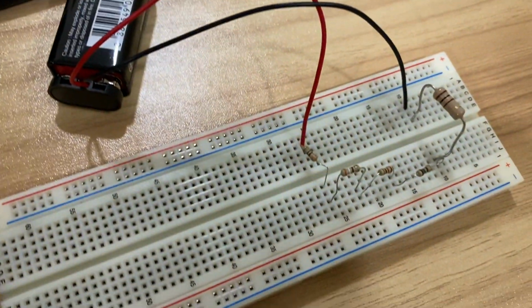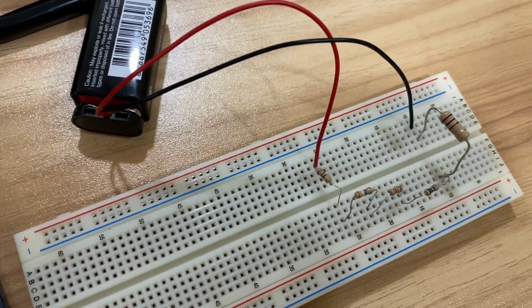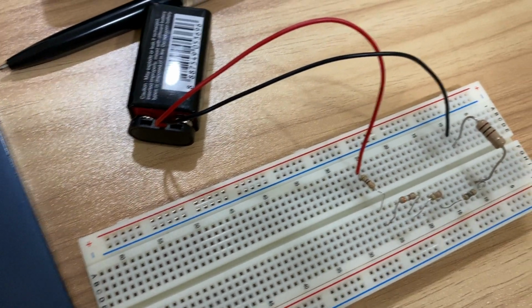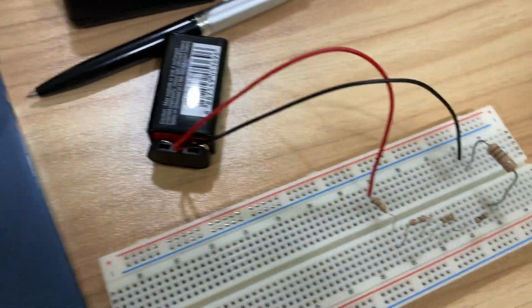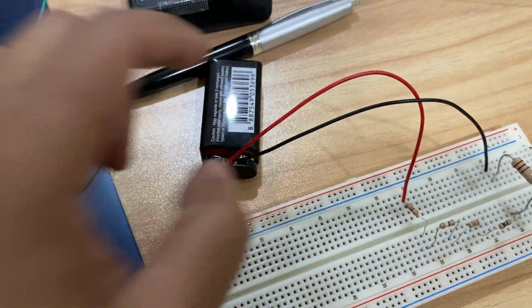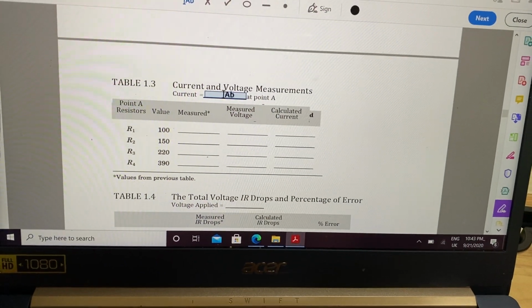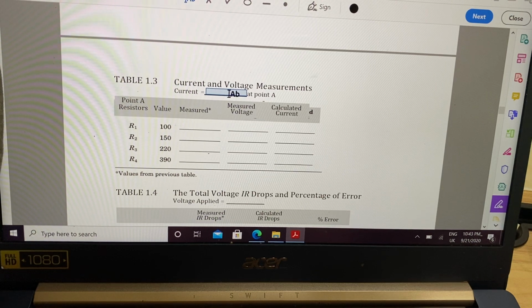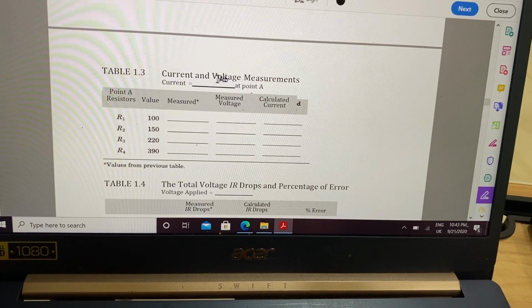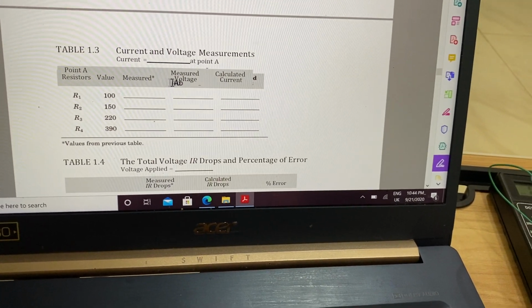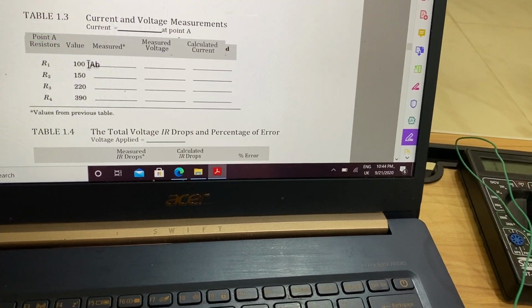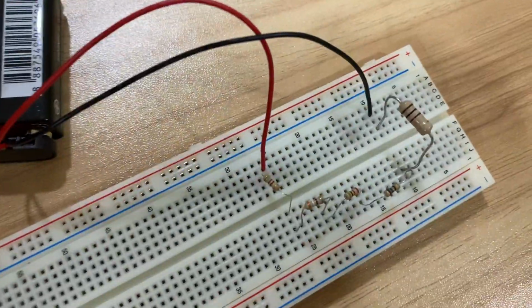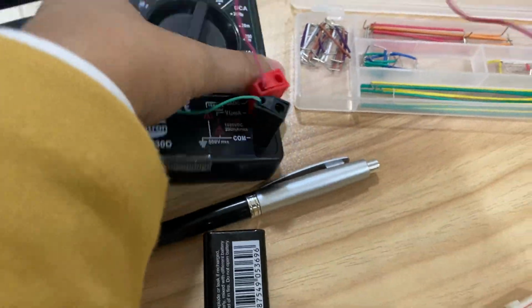Here, as you know already, our total resistance is 1420 if you calculate the resistance mathematically, and our supplied voltage is 9 volts. So you just divide the 9 volts over 1420 and calculate the current. And here I will show you how to measure each voltage drop for each resistance. So here is our resistance and here our voltmeter.